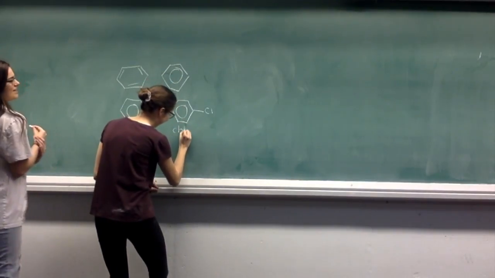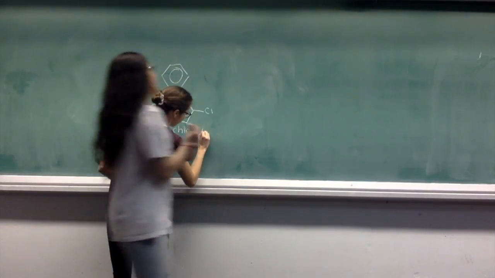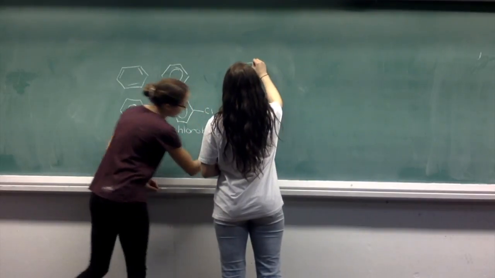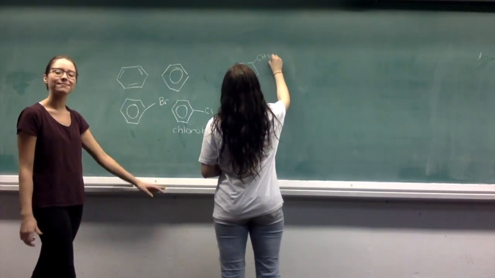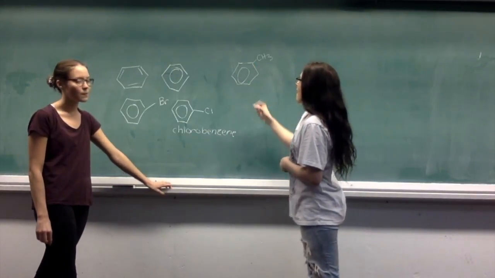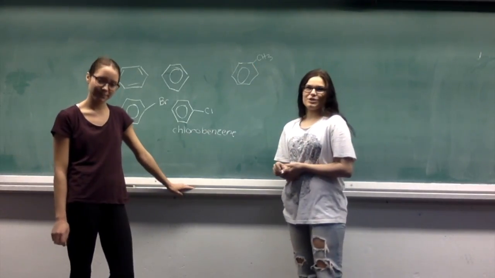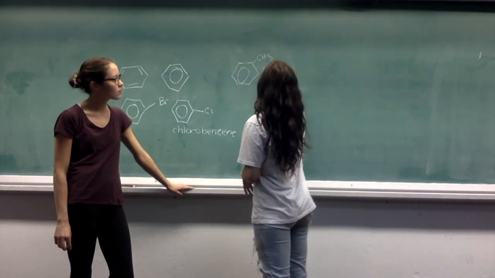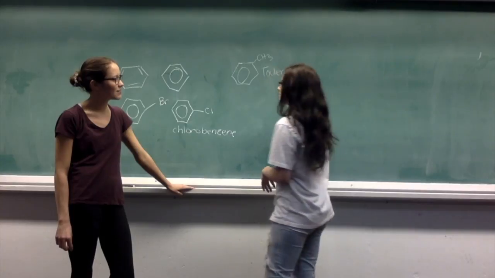Other versions can be if you're going to attach a methyl group, you can call it methylbenzene. However, there are common names too. So when a methyl is attached, the common name for it is toluene.